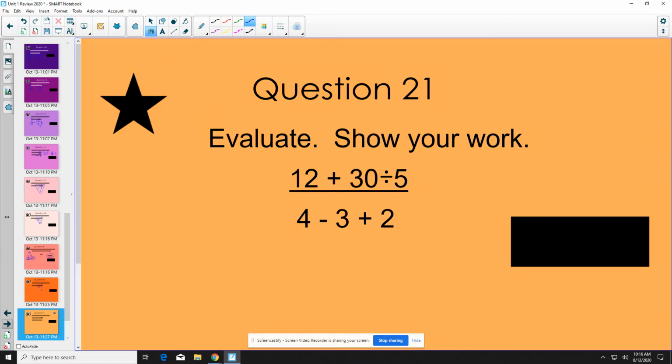Okay, write down number 21 on your paper and hit pause. When you finish this problem, hit play and check your work.